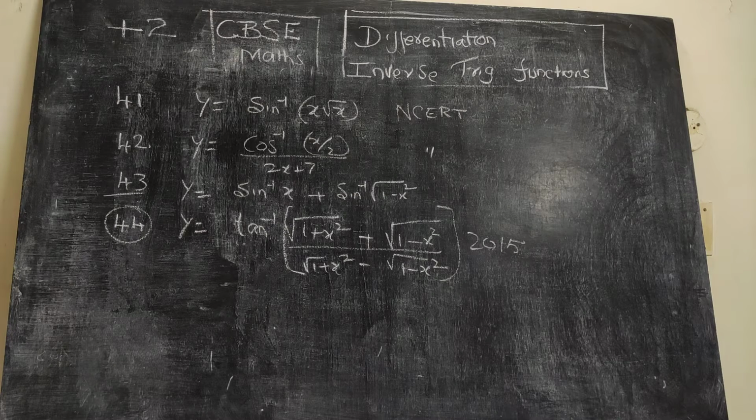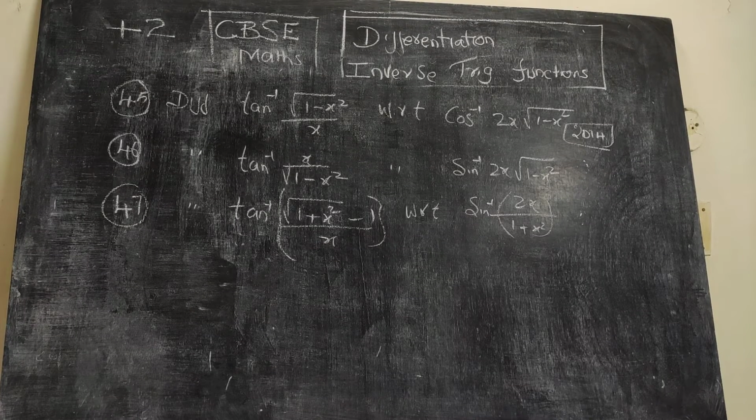Y equal to these 4 problems here. Y equal to sin inverse of x root x, NCERT book, and y equal to cos inverse x by 2 divided by 2x plus 7, NCERT, and y equal to sin inverse x plus sin inverse of root 1 minus x square, also NCERT. 2015 it is asked: y equal to tan inverse of root 1 plus x square plus root of 1 minus x square divided by root 1 plus x square minus root 1 minus x square. Now I will write down the 3 sums also.